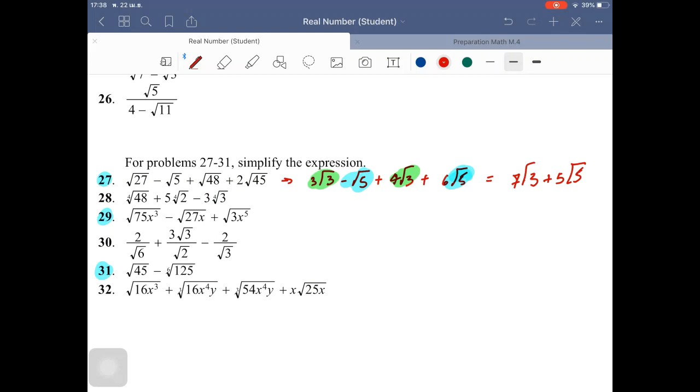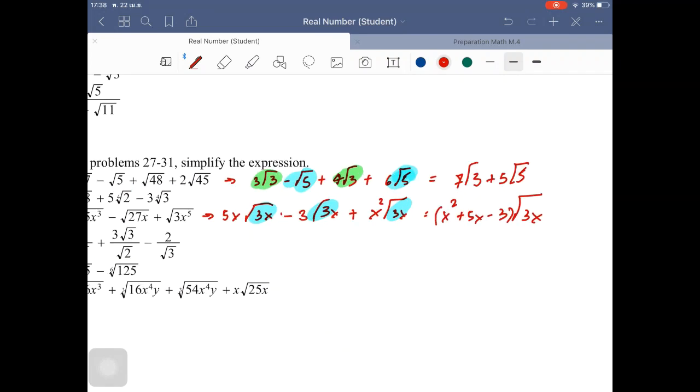Okay, 29. What do you get for the answer? Okay, simplify first. 75 is 5x 3x minus 3 square root 3x plus x square root x square root 3x. Same index and same radicand, combine to be x squared plus 5x minus 3 square root 3x. Okay.